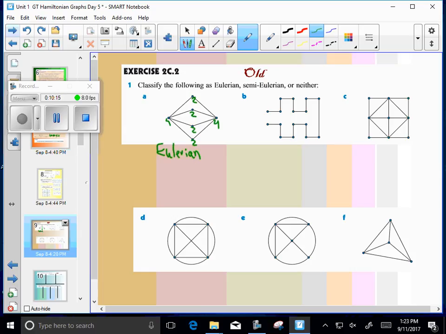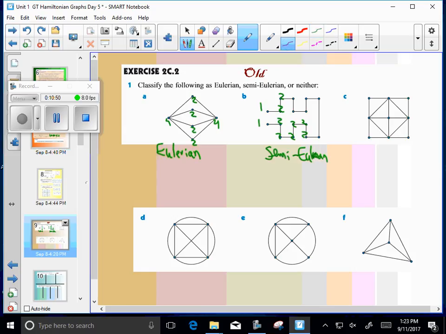How about this one? Why do you say semi? I mean, they even show you that it's ending up at a different place, but look at the degrees. All of these are 2 except for the last 2. These are 1s, and so that won't work. So this would be semi. You're going to be able to access all the vertices with one and only one edge, but you're not going to end up at the beginning.